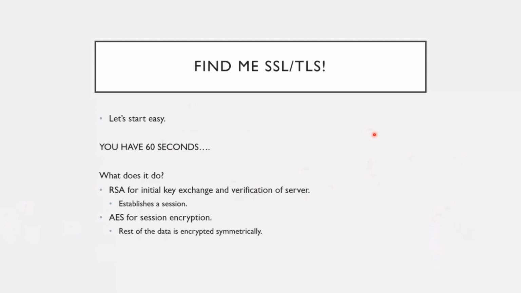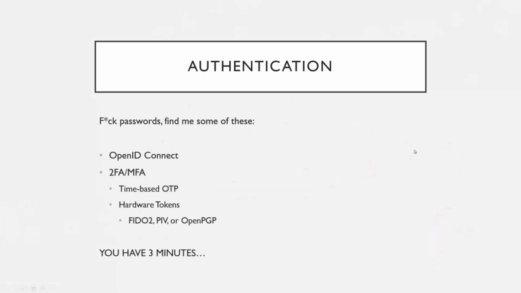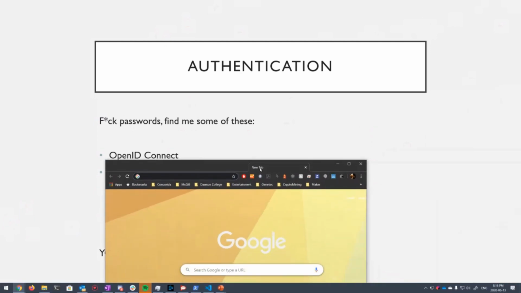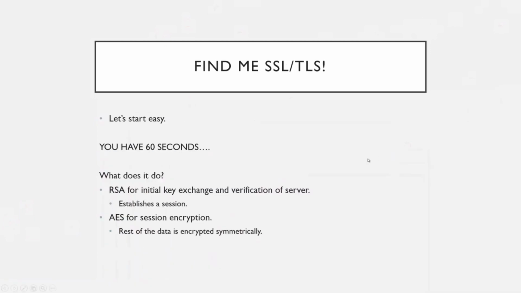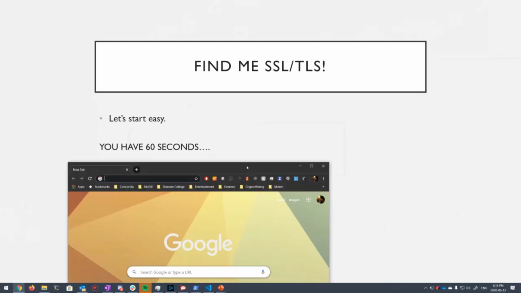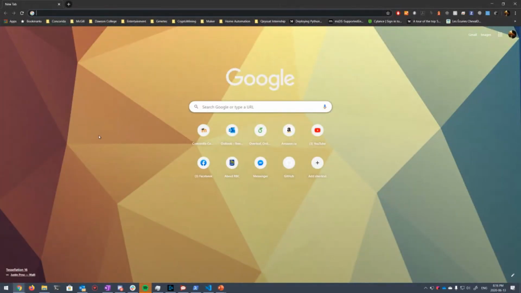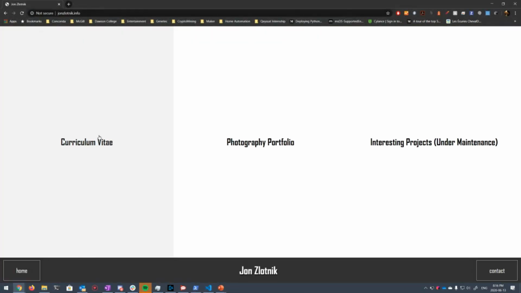I will show you guys what it looks like in the wild. So I'm going to minimize this and bring up a Chrome tab. Sorry, I don't know why that keeps going to the next slide. There we go. Okay. So when you go to any website, like for example, I'll give you guys a good example of what's not secure. If you go to jonzlotnik.info, which is my website currently, I'm updating it, you see it says not secure.